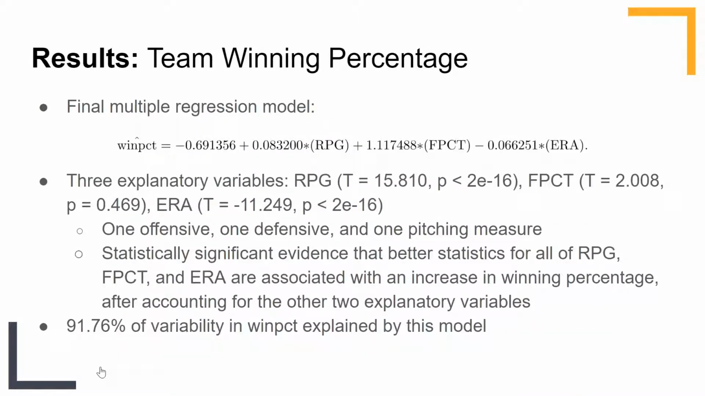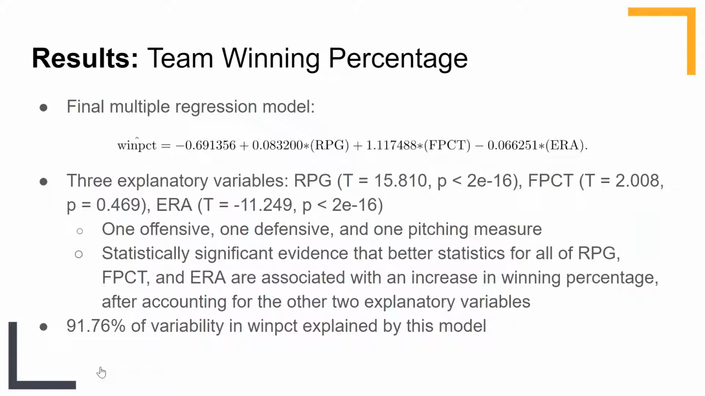We obtained a final multiple regression model for team winning percentage as given here, which incorporates the stats of runs scored per game, fielding percentage, and earned run average. It's interesting to note here that our final model ended up with explanatory variables, one being offensive, one being defensive, and one being a pitching measure.